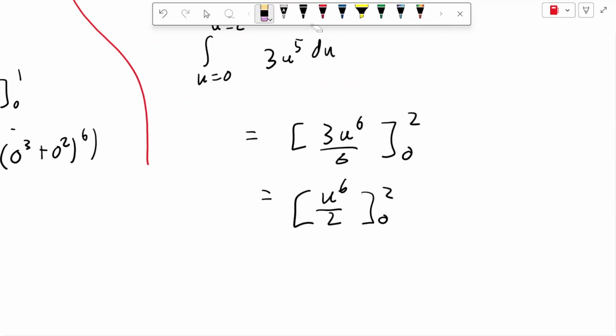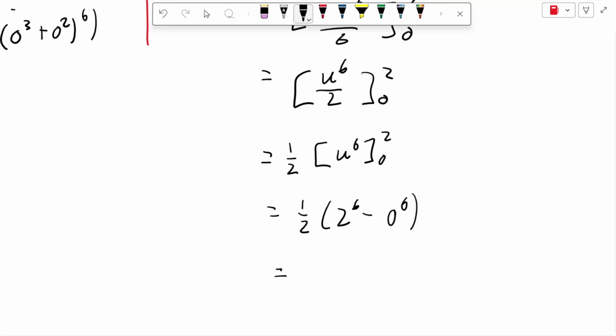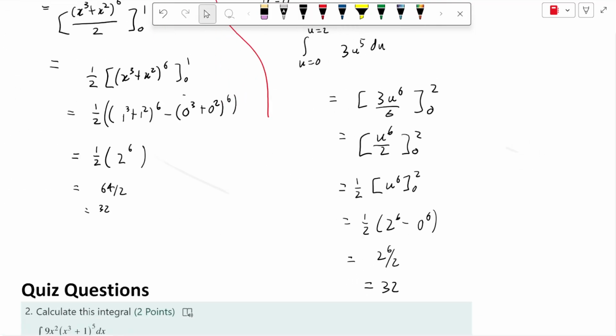So we can do that same strategy as before. We can just go half there. So this is a half lots of 2 to the 6 take 0 to the 6, which is going to be 2 to the 6 over 2, which is 32. So you see we get the same answer.